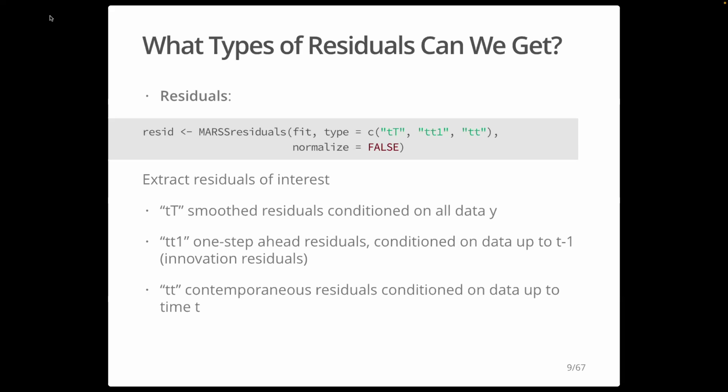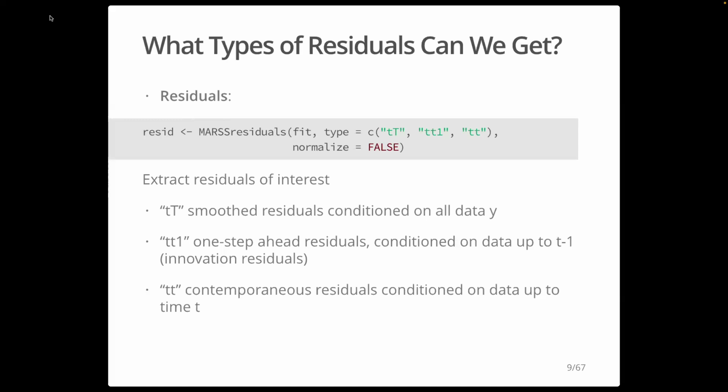And so Eli has done a lot of work, especially 10, 12 years ago, deriving how to generate these various residuals for the MARSS family of models. There's 3 different kinds here. The first, and the one we'll focus on today, is specified by setting type to little t, big T, and that is the state residuals and model residuals conditioned on the entire time series, our data vector y.